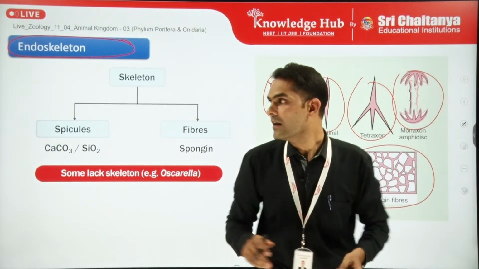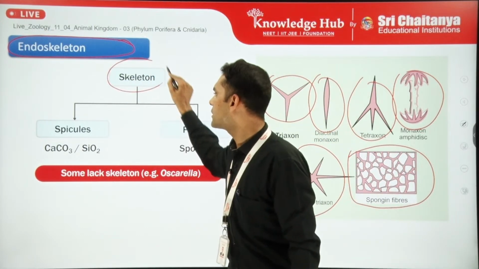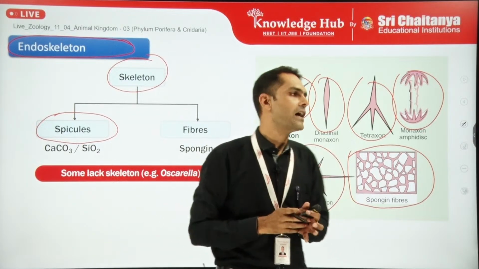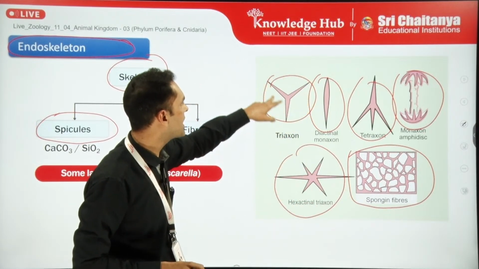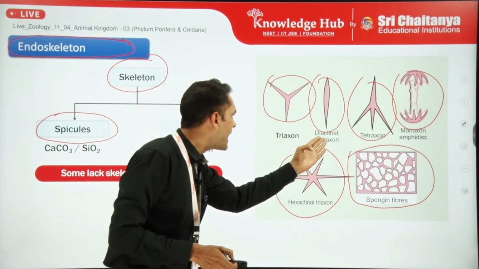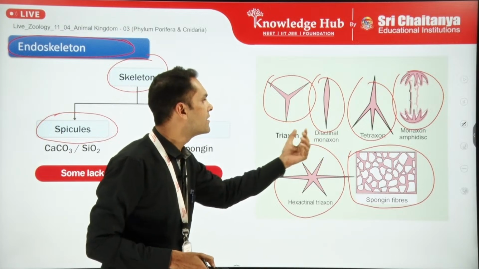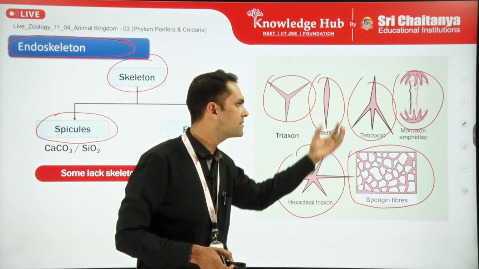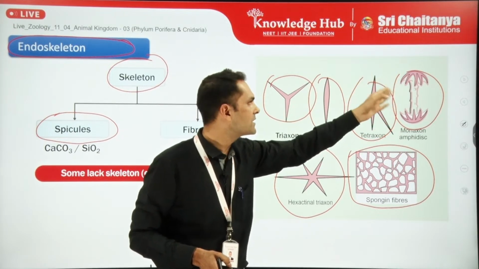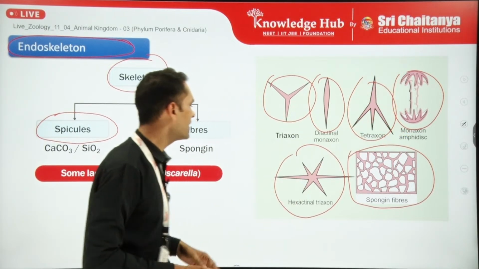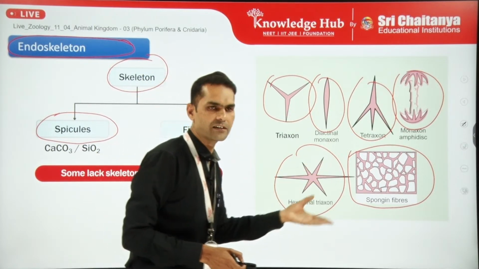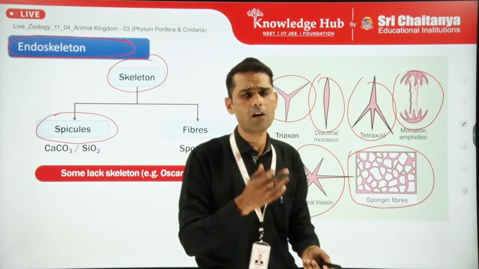So here we can see that the skeleton has two major parts, spicules and fibers. Now the spicules have different shapes. For example, triaxon has three rays which are needle-like in shape. Diactinal has two pointed ends. Tetraxon has four pointed ends. Monoaxon amphidisc has dual-sided umbrella-shaped pointed ends, and hexaactinal triaxon has six rays. Spongin fibers, as you can see, are a network of fibers.